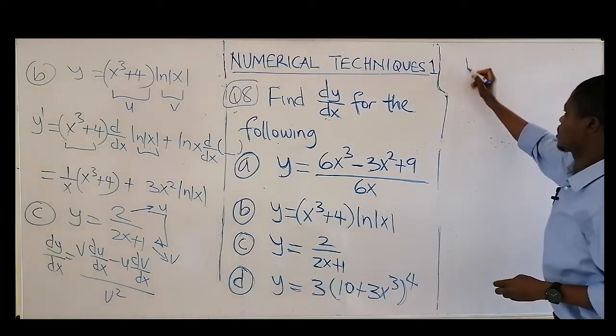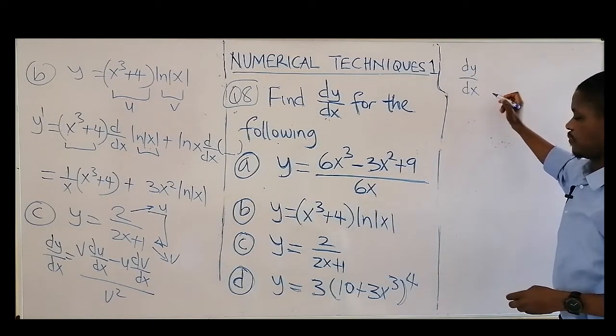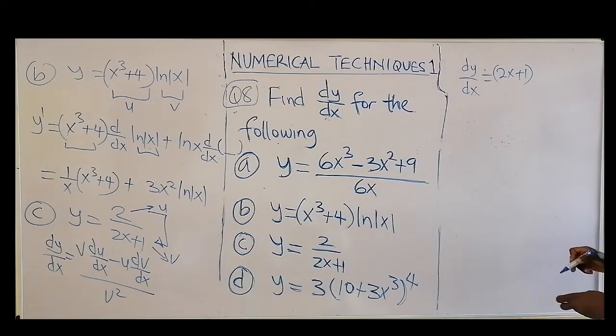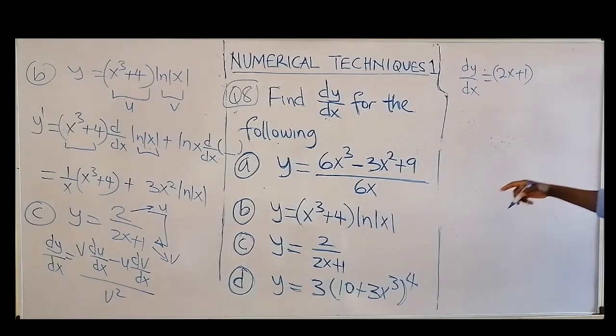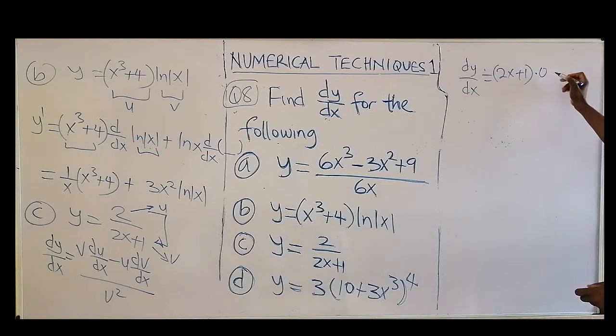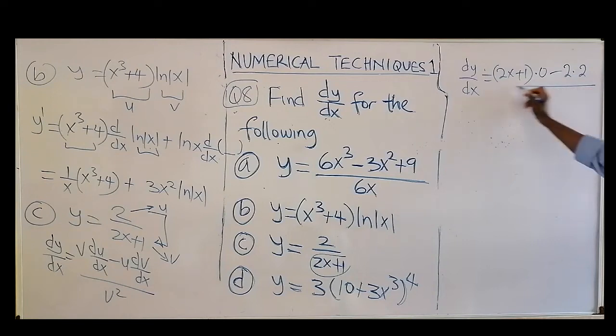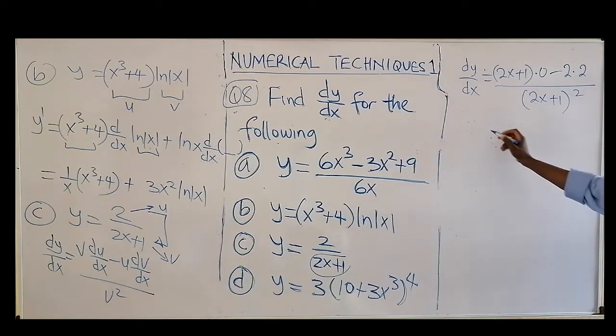So we now have dy/dx equal to: my v is 2x plus 1, and my u is 2. When you differentiate that, du/dx will be equal to 0, minus u times dv/dx. If you differentiate this one, that's 2, all over 2x plus 1 all squared. So that finishes the answer, and that's minus 4 over 2x plus 1 all squared.